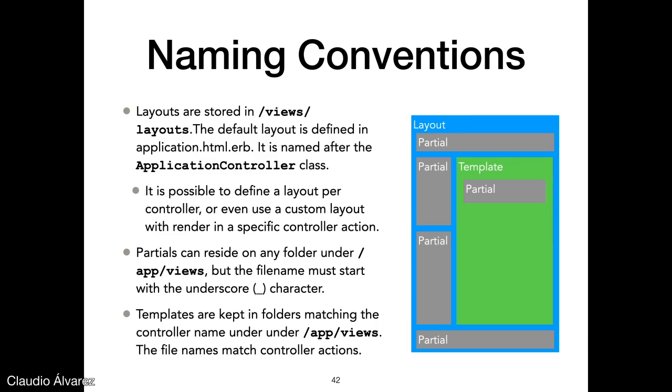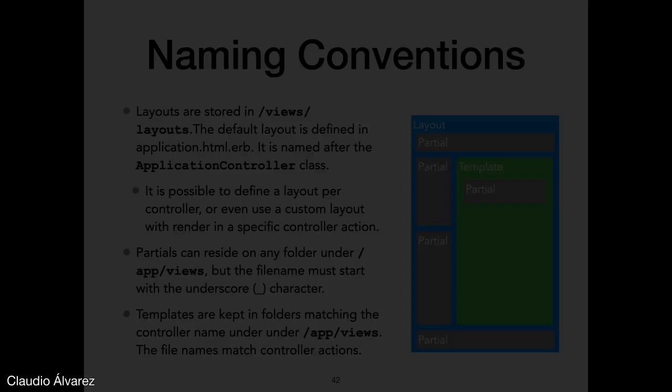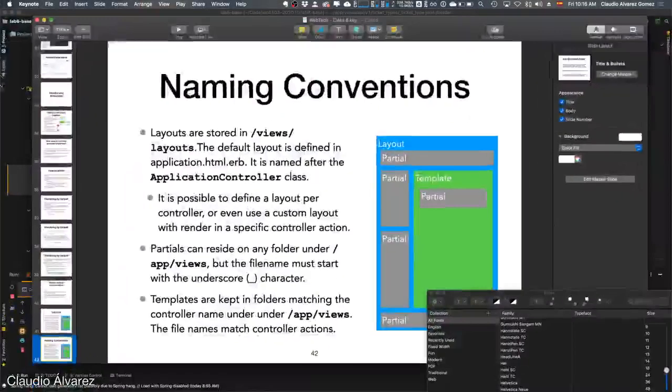También, ¿no? Hay overriding de los layouts. O sea, tienes un layout general para todo, y en una acción tú puedes definir, quiero ahora usar un layout específico, no quiero un layout general, ¿no? Puede hacer como overriding, ¿no? Los partials can reside on any folder under app views, but the file name must start with the underscore character, ¿ya? Entonces los partials tienen nombres que empiezan con un underscore, ¿no? Y eso, that's the case here.